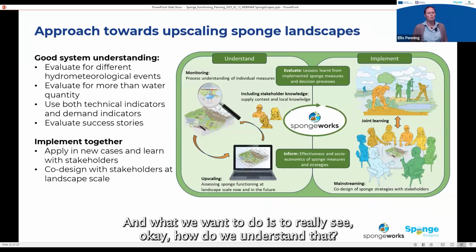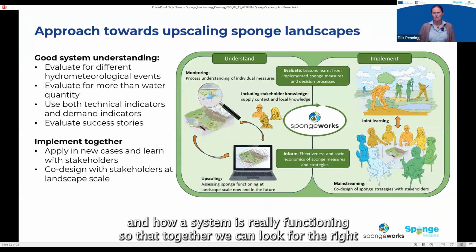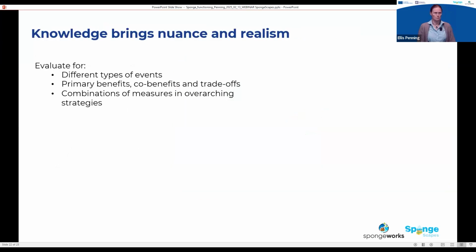And what we want to do is to really see how we understand that. How do we monitor? How do we upskill? How do we include knowledge from local stakeholders about how a system is really functioning, so that together we can look for the right set of measures within a landscape and work towards really implementing that.